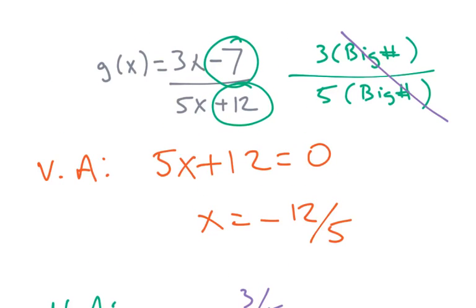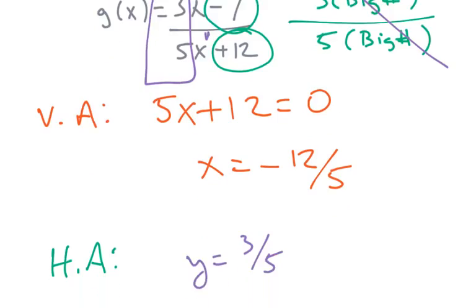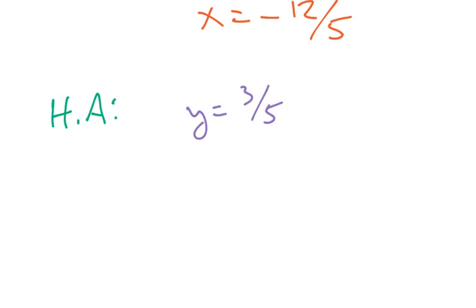So when the exponents are of the same power, you divide the leading coefficients. Okay, so when the highest exponents, which is called the degree, are equivalent, then we divide the leading coefficients. So we divide 3 over 5. So y equals 3 over 5.